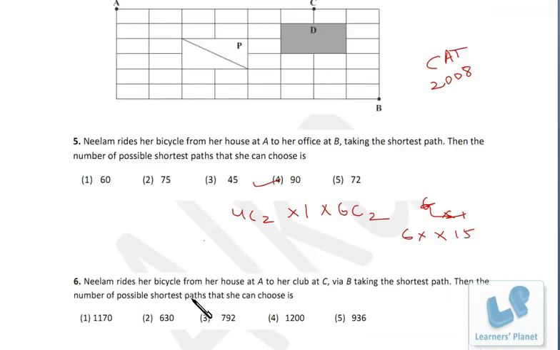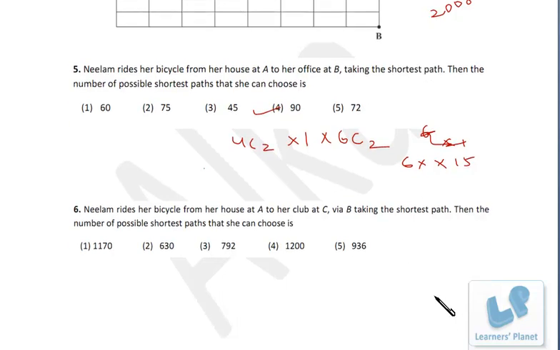The other part of this problem is: Neelam rides her bicycle from house A to her club at C via B, taking the shortest path. Then the number of possible shortest paths she can choose is. Now listen to me carefully. From A to B we have already calculated. In all there are 90 ways. So that 90 is there for sure.